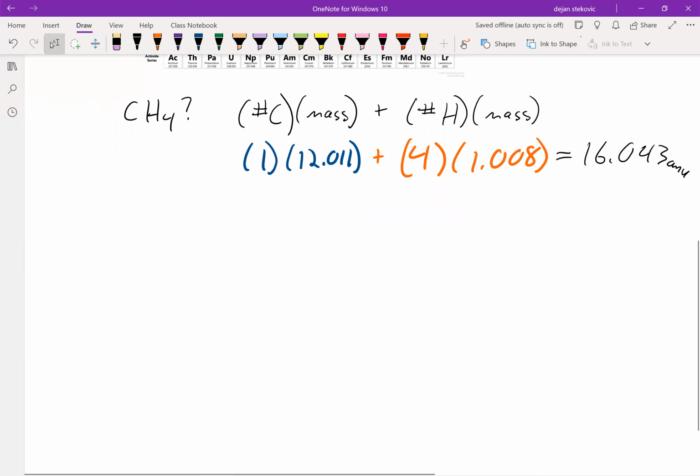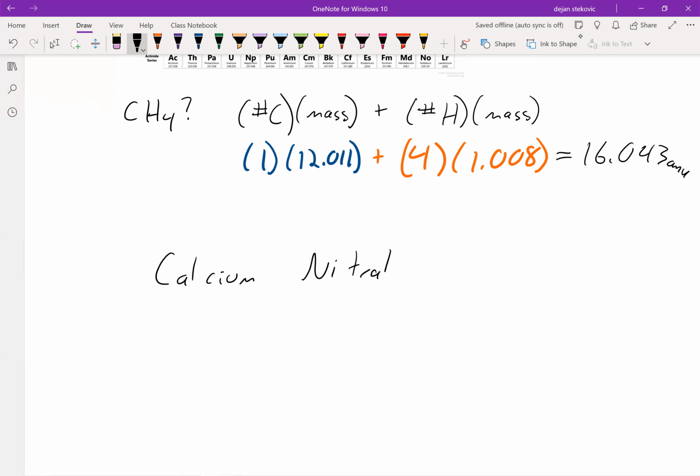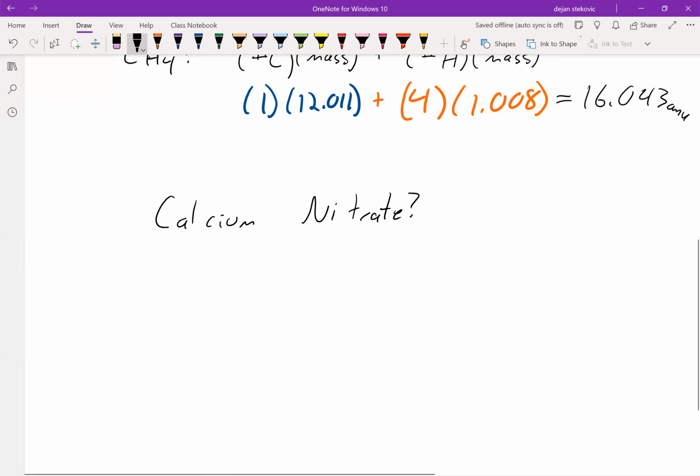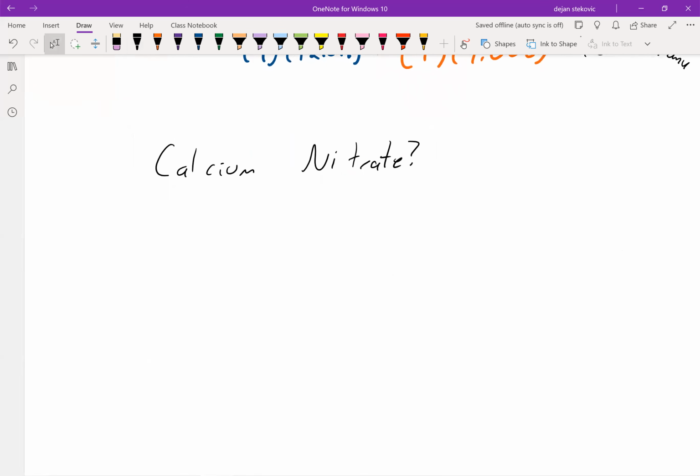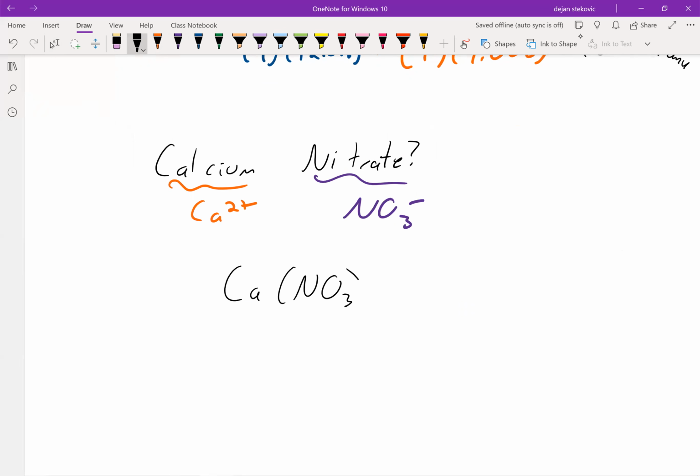Be careful here, there can be a little bit of tricks here. So for example, calcium nitrate. What's the mass of calcium nitrate? So first of all, you have to go from the name to the formula. So we know that calcium generally goes 2+, nitrate is NO3-. So if we think about the formula, we have to say calcium and then in parentheses NO3, and there has to be 2 of them to balance out the +2 charge of the calcium.